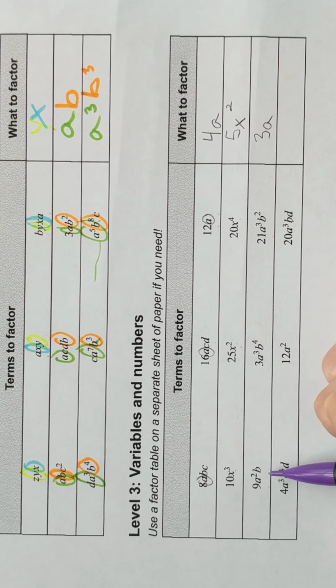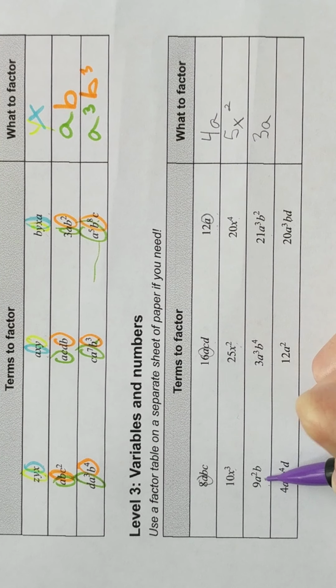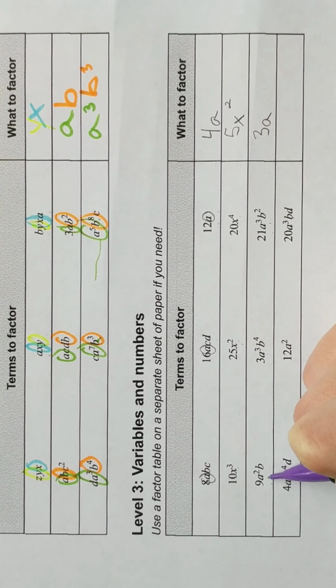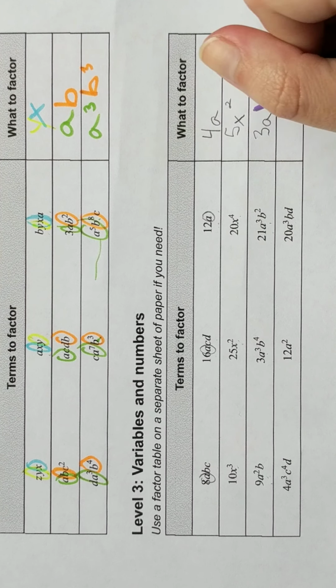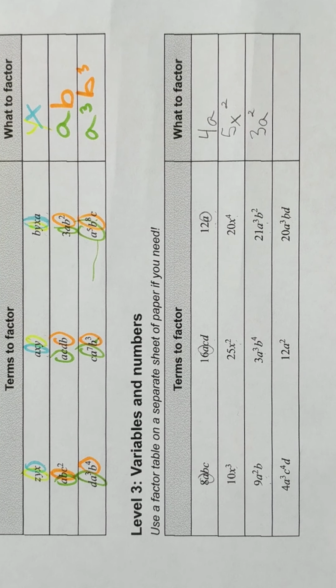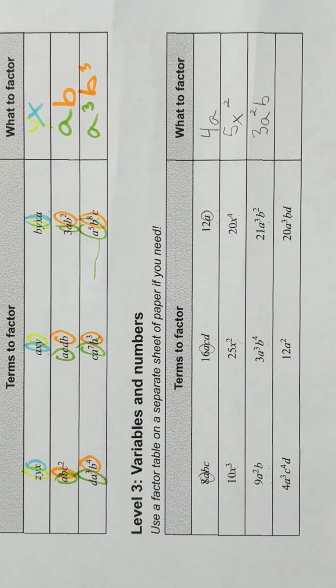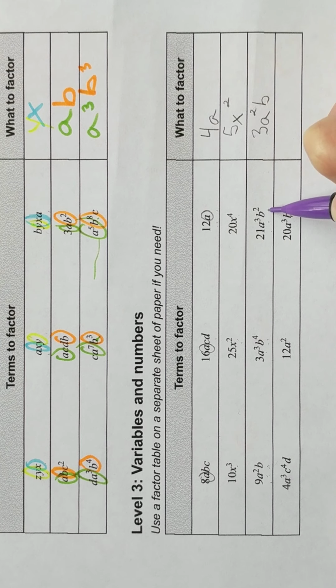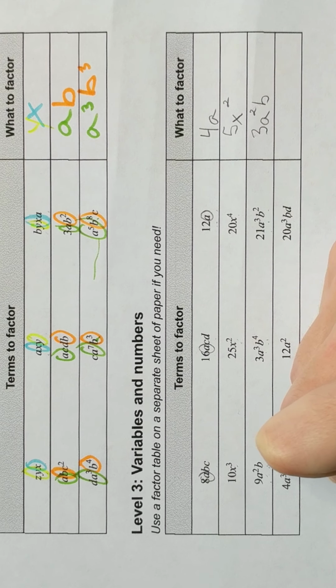I need to see how many a's I can take. Well, I have 2 a's, 3 a's, and 3 a's. The smallest quantity is 2 a's, so I can at least take 2 a's from every single one. Let's look at b now. Is there a b in every term? There's a b here, and b here. So I can also take out a b. I have 1 b, 4 b's, and 2 b's. What's the fewest number of b's I have? 1. So I'm going to leave it as 1 b that I can take out.